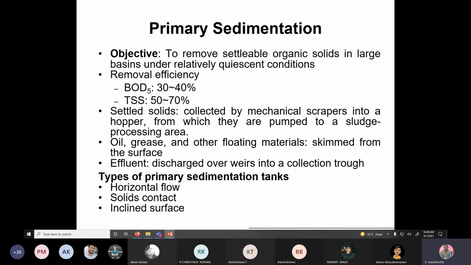Whereas in the screening chamber and others, we have not bothered about the horizontal velocity, in the grit chamber with rectangular basins, we have considered the horizontal velocity as an important factor. Whereas in the aerated grit chamber, the horizontal velocity is not an important factor. But in the primary sedimentation tank, because most of the flow is horizontal in nature, you have to give importance to the horizontal flow velocity.